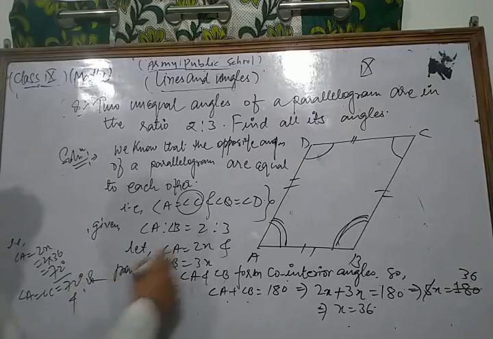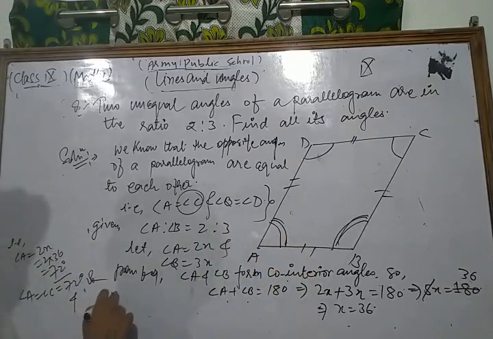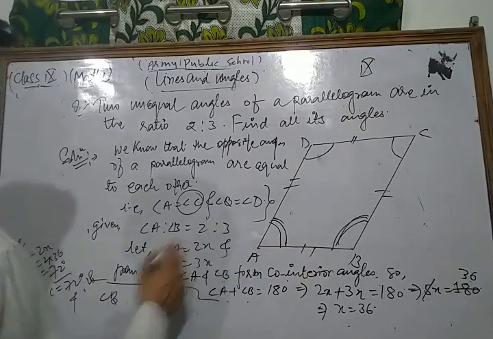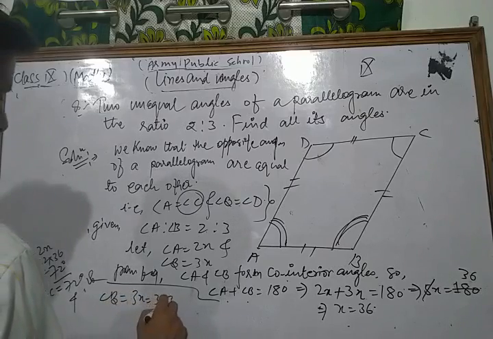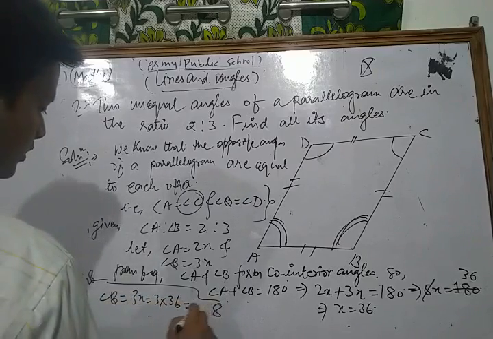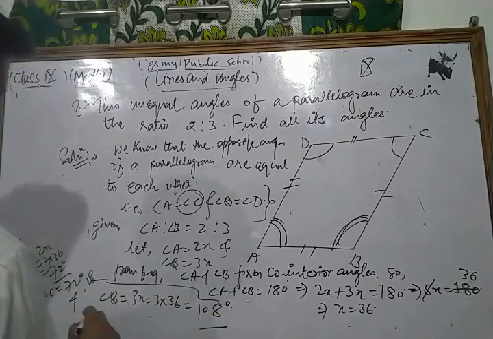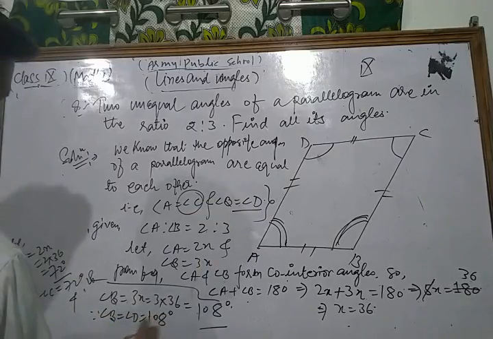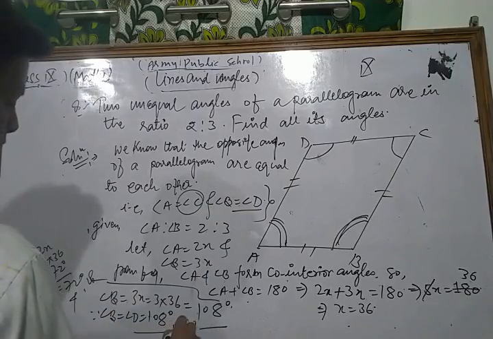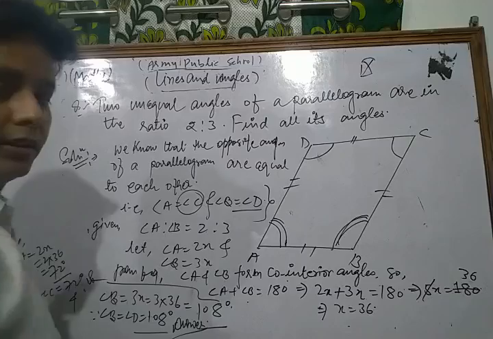And angle B is what? 3x means 3 into 36, 108 degrees. And angle B is equal to angle D also. So angle B and angle D are equal to 108 degrees. This is another one.